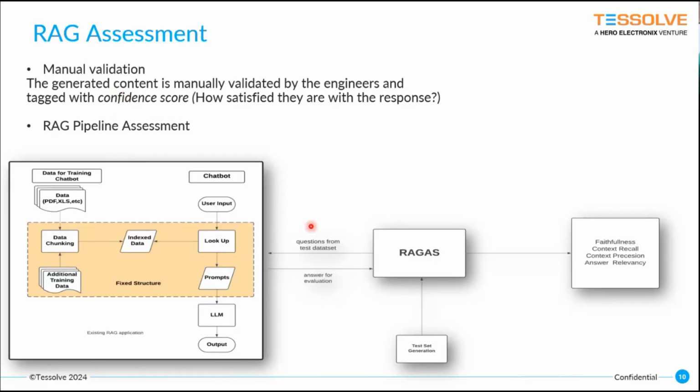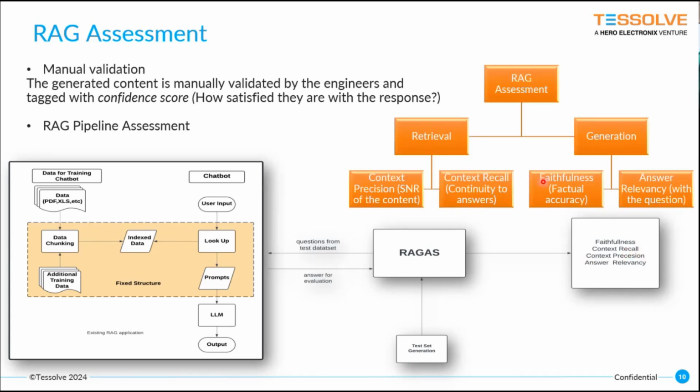Apart from that, we regularly use a golden data set, which is a set of questions and answers. Those questions are given to the AI solution, and the responses generated by the RAG pipeline are compared with the golden answers. From that, we have defined four criteria: two for the retrieval part and two for the generation part. For retrieval, it is context precision and context recall. For generation, it is faithfulness and answer relevancy. From these four criteria, we can say how effective our RAG pipeline is.